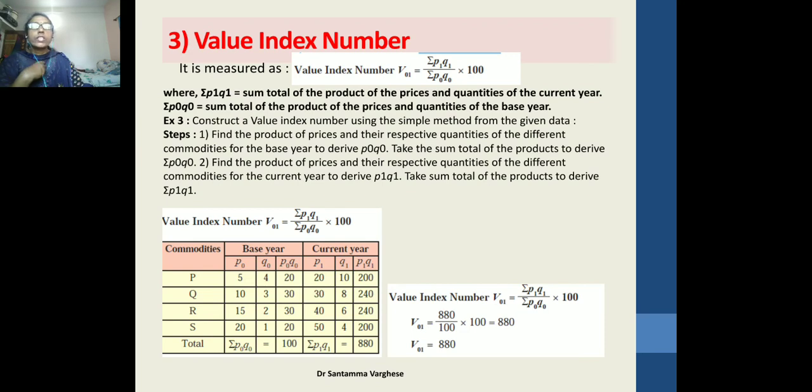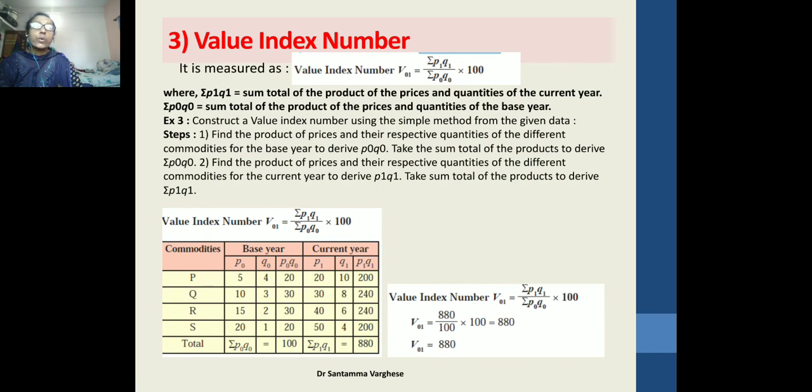The commodities in the schedule are given as P, Q, R, S. In the base year, the price is 5, 10, 15, 20. Quantity is 4, 3, 2, 1. When we calculated P0 Q0, we got 5 into 4, 20; 10 into 3, 30; 15 into 2, 30; 20 into 1, 20. Thus, the summation of P0 Q0 we got is 100.